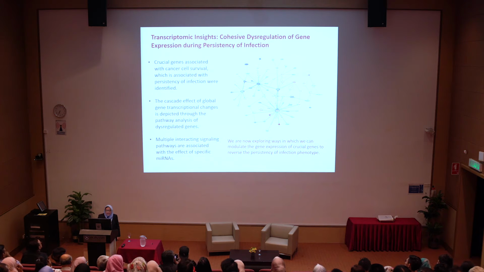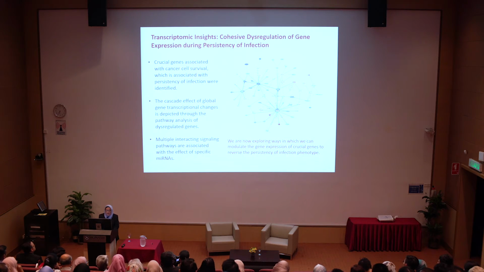We are looking at the cascade effect of global gene transcriptional changes, which are depicted through the pathway analysis of dysregulated genes, and multiple interacting signaling pathways, which are associated with the effect of specific microRNAs. We are now exploring ways in which we can modulate the gene expression of crucial genes to reverse the persistency of infection phenotype.